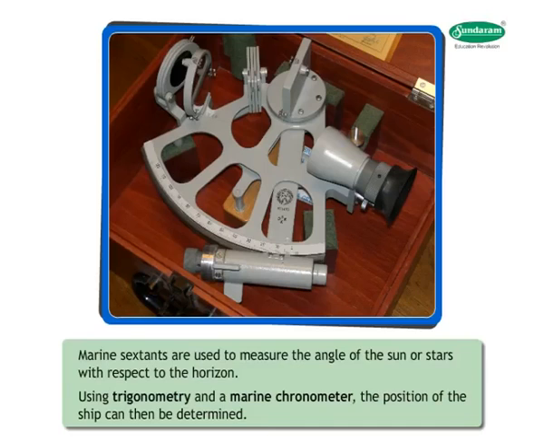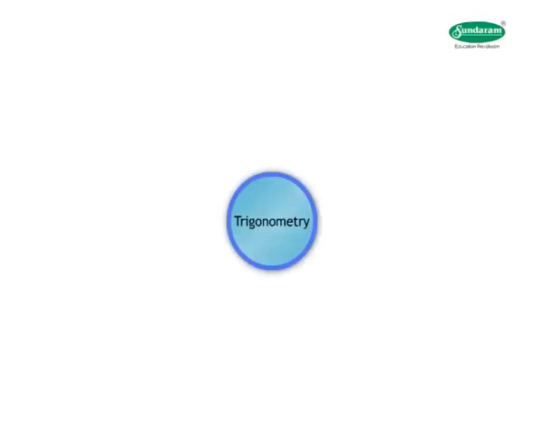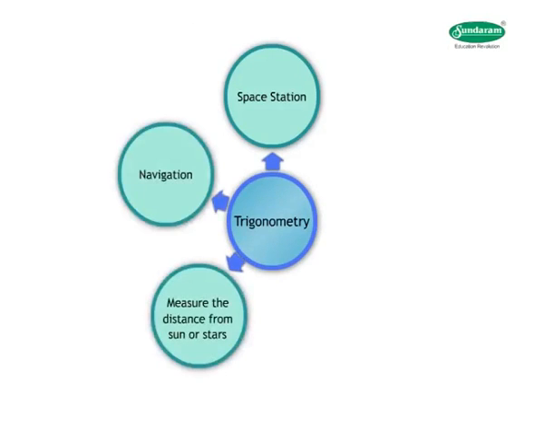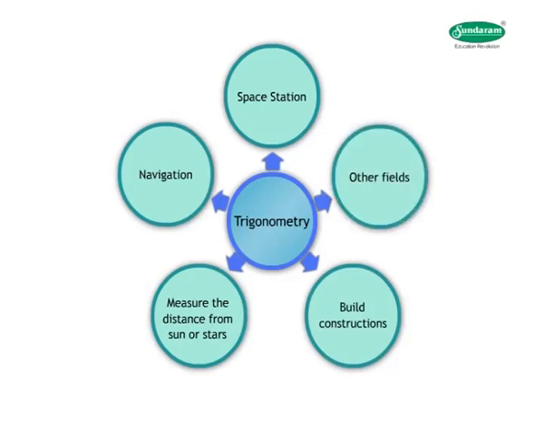As we can see from the above two pictures, trigonometry is used in space station navigation to measure the distance from the sun or stars. Also, engineers use trigonometry to build constructions and in many other fields.